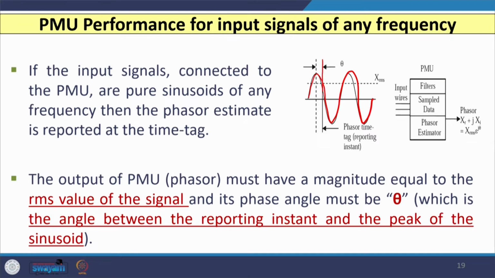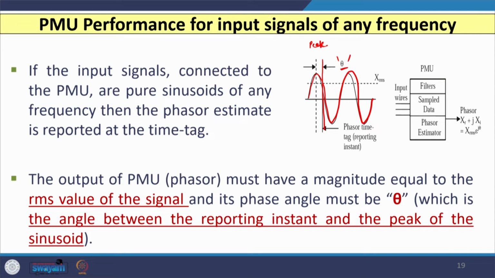So, this hard line is nothing but the reporting instant phasor timestamps, and this reporting instant is measured with reference to the dotted line, which is a peak value. Whatever is the difference between the peak and the reporting instant is denoted by the term theta. When you give input to the PMUs, PMU has several filters.